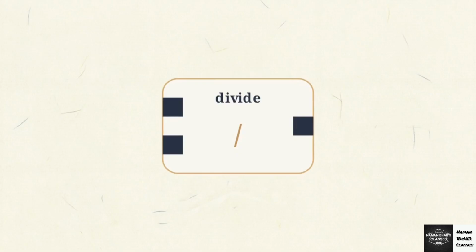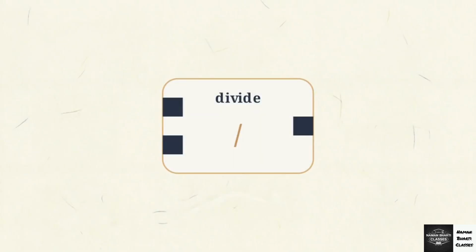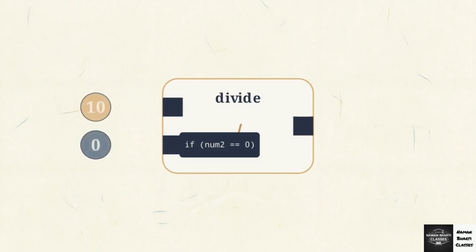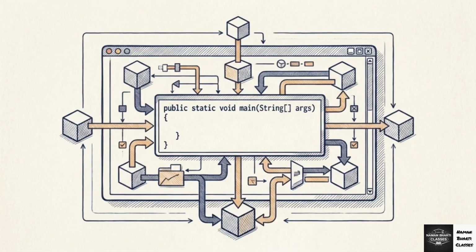Next, we create the divide method, but division requires a special safeguard. If a user tries to divide by 0, the program will throw an error and crash. To prevent this, we build in an if statement right here, if num2 equals 0. If the second number is 0, we output an error message and safely return a 0. With our math methods built, let's set up the main engine.